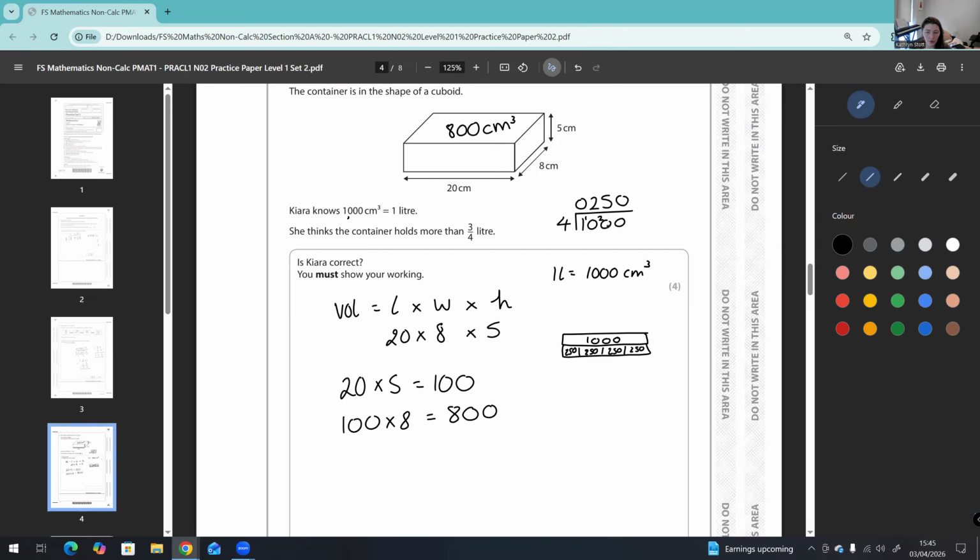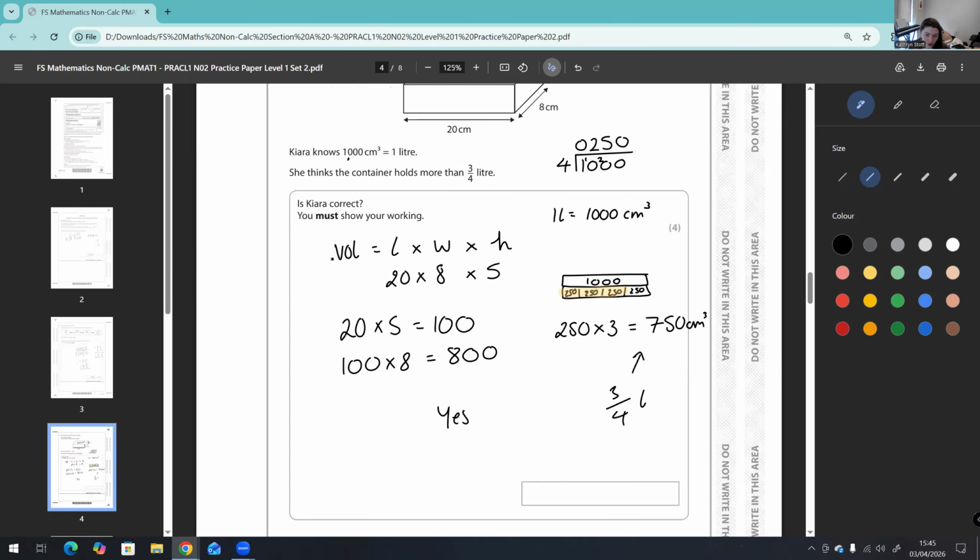Okay, 3/4 of a litre. So I'm going to highlight 3 of them. So 3/4 of a litre is 250 times by 3, or you could add them, gives us 750 centimetres cubed. So 3/4 of a litre is this, and our container holds 800 centimetres cubed. Does it hold more than 3/4? Yes, it does. So she's correct.